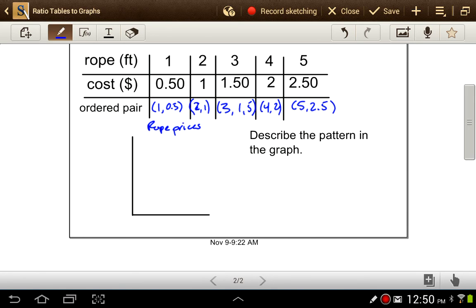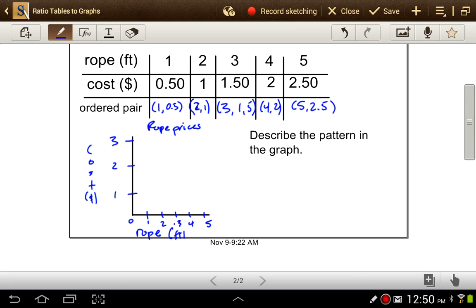My first part, the rope, is going to go on the bottom. My first column, or first row, always goes on the bottom, and that's in feet. So start at 0: 1, 2, 3, 4, 5. I label that. On the side is my cost, in dollars. Now in this one, I'm going to show you a different way. I'm going to count by ones: 1, 2, 3. I'm just going to show you how you can graph sometimes because you have a decimal here.